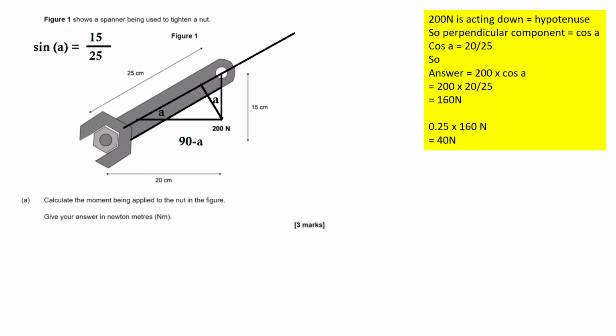Okay, so how do we work out this part? So we know that the hypotenuse is 200, so this part is 200. We want to work out this part. So it would be 200 times cos A. And we know that cos A is 20 divided by 25. So the component of this force perpendicular to the pivot is 200 times 20 divided by 25. That gives you 160 newtons.